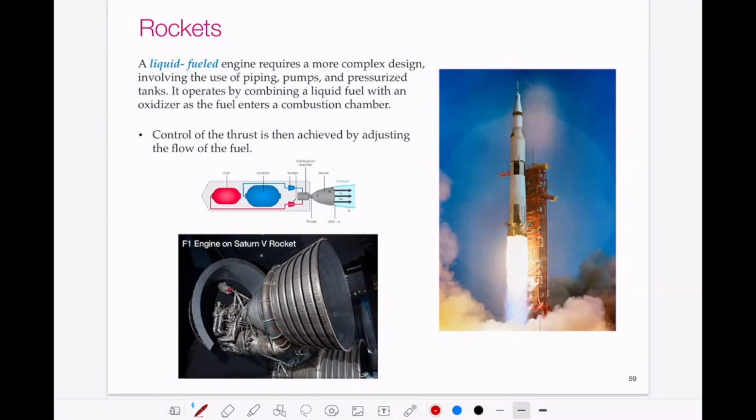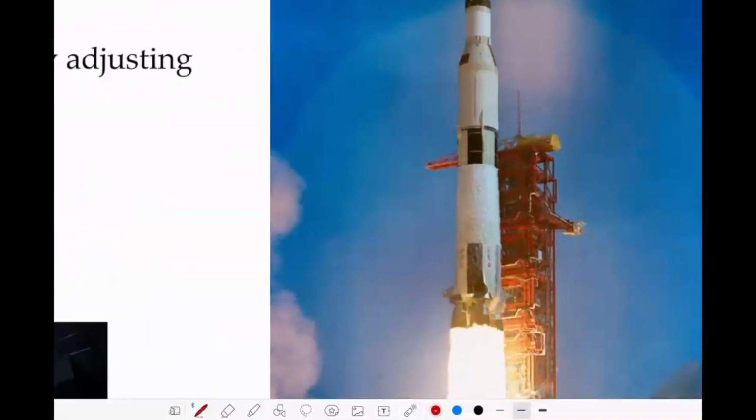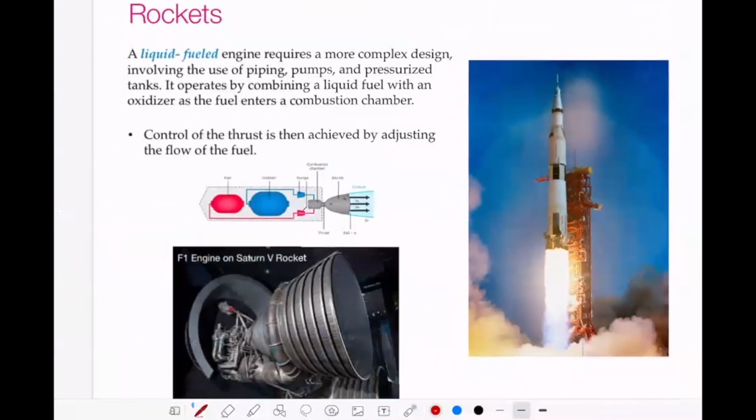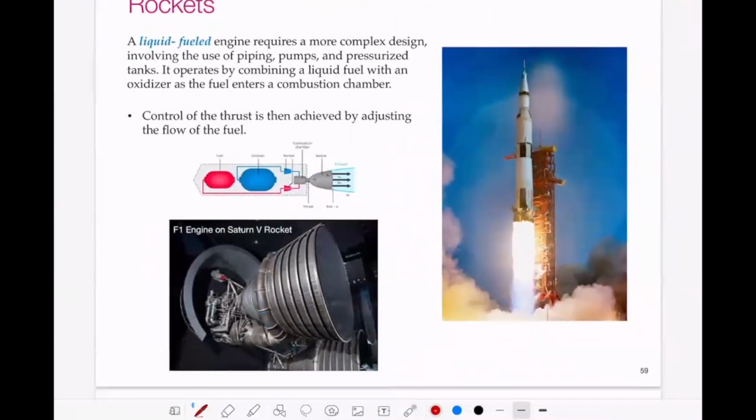And oftentimes you can tell that a rocket might be liquid because it is usually using liquid nitrogen to keep the fuel cold enough to be in a liquid state, and it's under a lot of pressure. And so you can just see on the Apollo rocket here that this is just liquid nitrogen leaving the rocket. And that's just used to cool down that fuel.